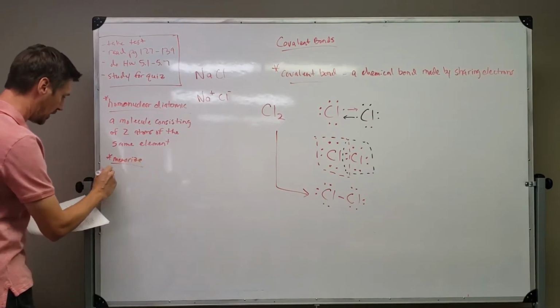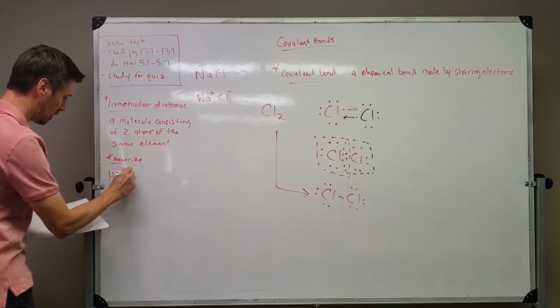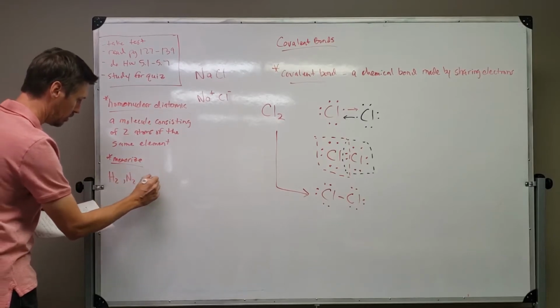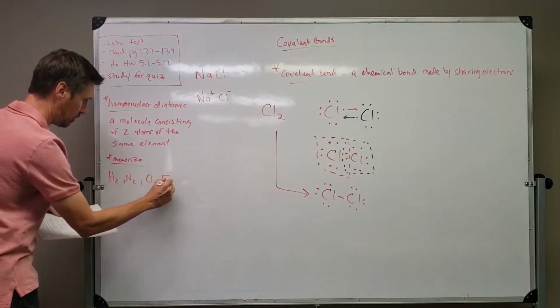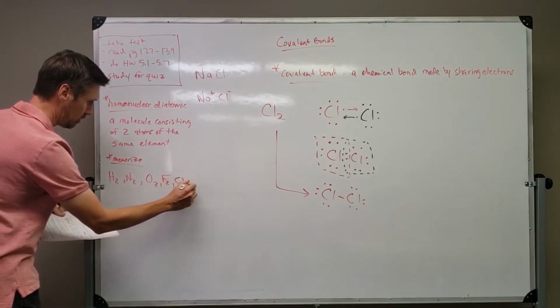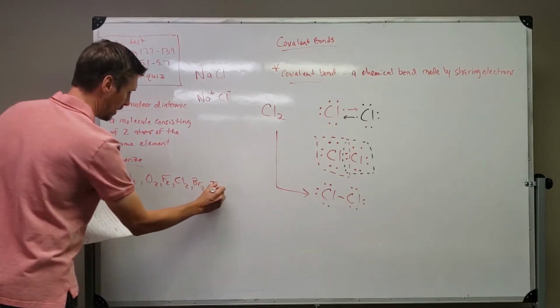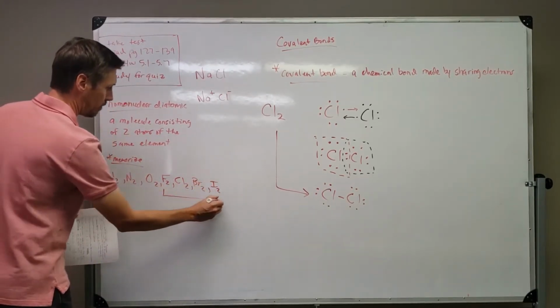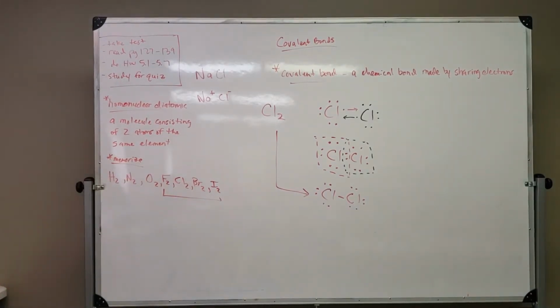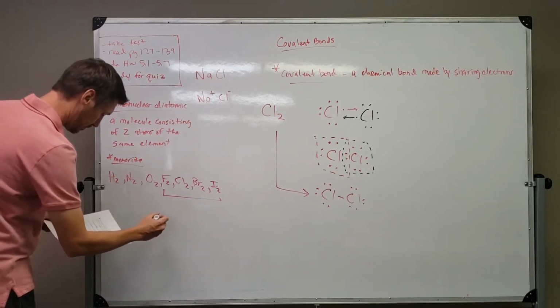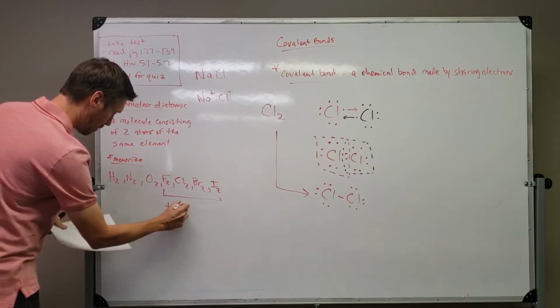They are H2, N2, O2, F2, Cl2, Br2, and then I2. And since you get to use your periodic table on the tests, one of the ways that you can remember these 4 here is they're the top 4 elements in column 7A in your periodic table. So, top 4, column 7A.